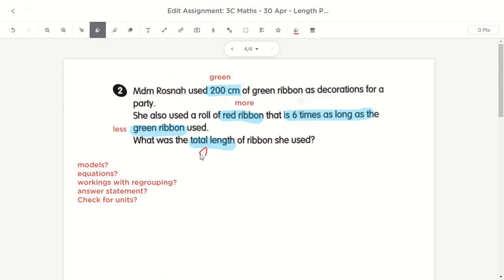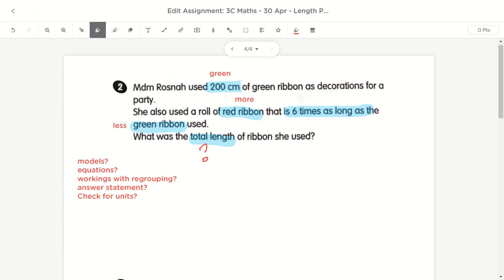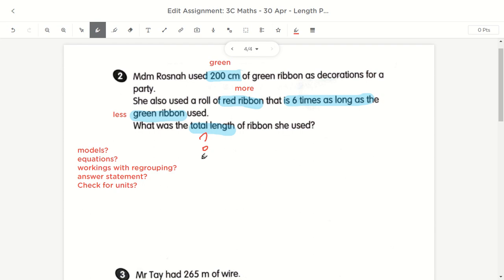Let's draw the models together. I'm going to show you the models, but I'll not solve for you. You solve it for yourself. So let's start. I have a red, I have a green, and I know red is more, so red I will draw a long one. Red is 6 times as long as the green, so I divide red into 6 parts. If red is 6 units, green will be 1 unit because the red is 6 times as long as the green.